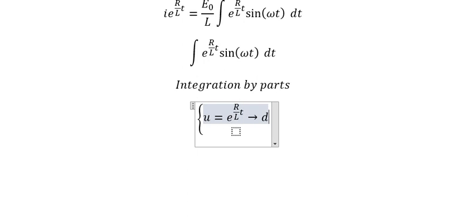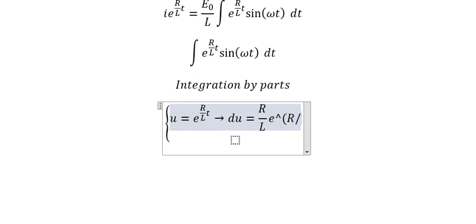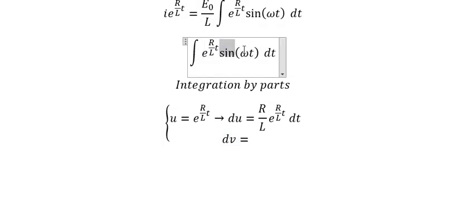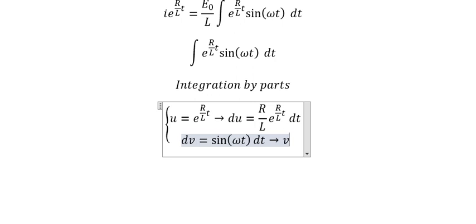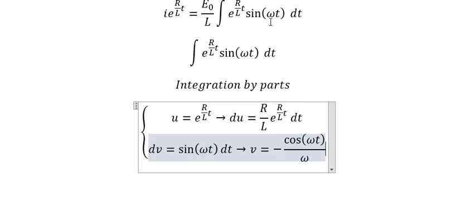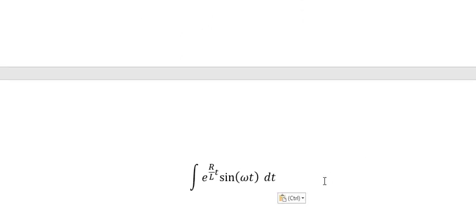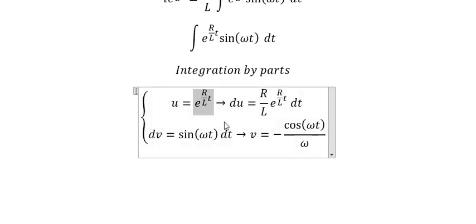Later, we need to do the first derivative for both sides, and we have like this. dv is sine omega t. So the integration of this one is v equals negative cosine omega t over omega. That means we have u multiplied by v. So this one multiplied by this one.